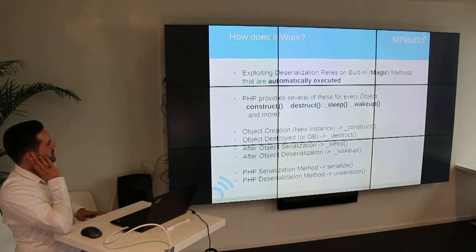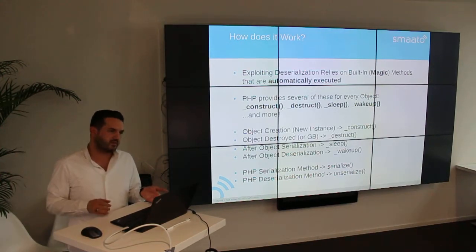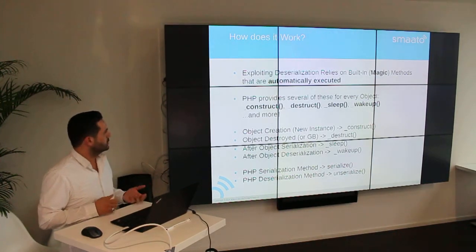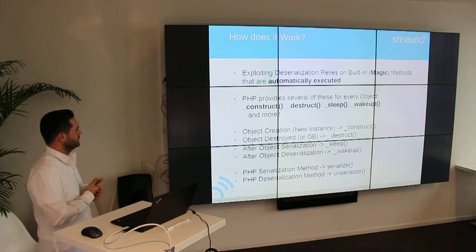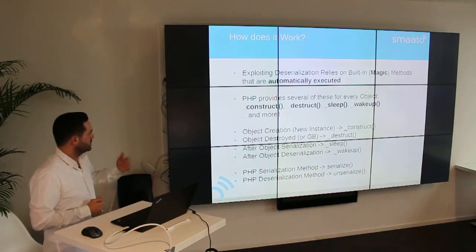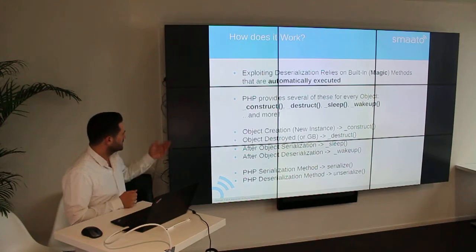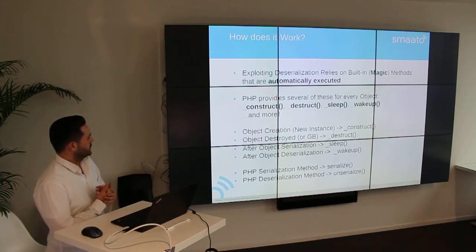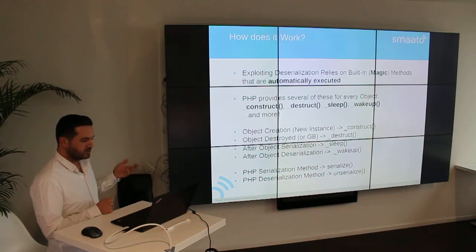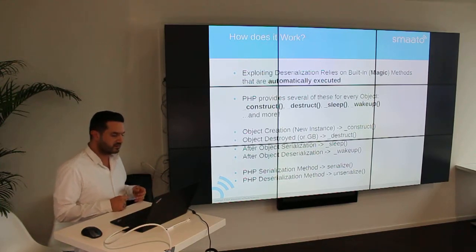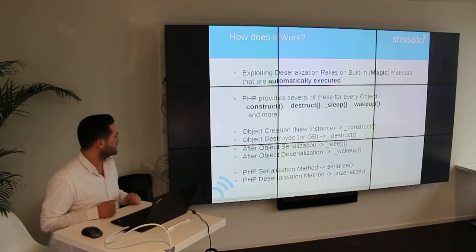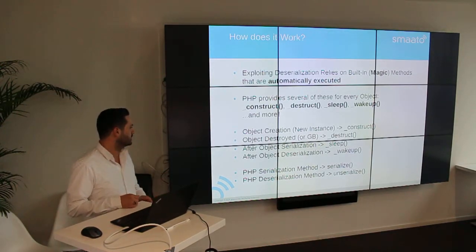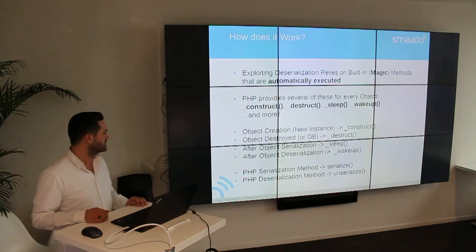How does it work? Exploiting deserialization relies on built-in so-called magic methods, which are executed automatically. In PHP, for example, PHP provides several of these for every object, like __construct, __destruct, __sleep, __wakeup, and more. Whenever in PHP we create a new object, a new instance, the magic method __construct is fired. The same goes for when an object is destroyed, manually or by the garbage collector: there's always a __destruct method call.